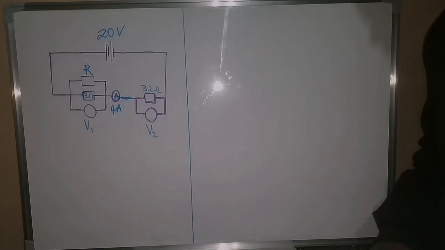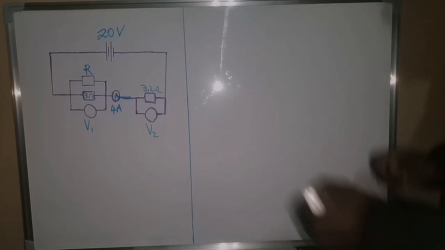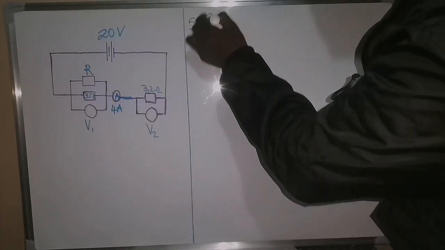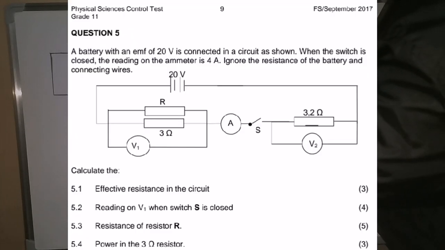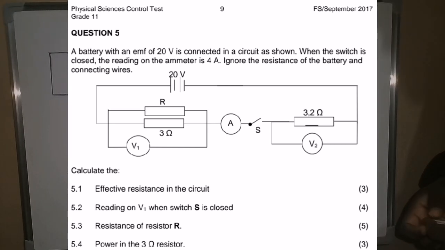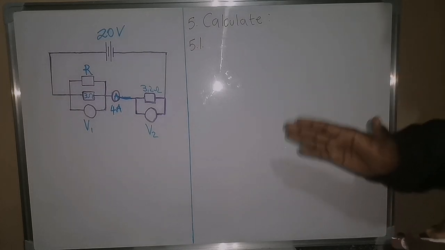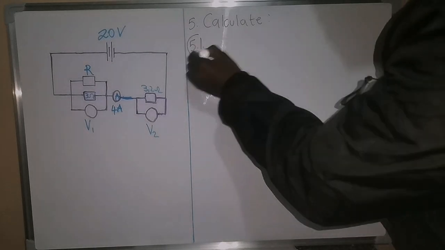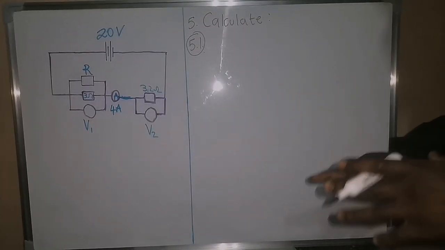So now, this is so simple. 5.1. Question number five says we must calculate. The question says, calculate the effective resistance in the circuit. Now, how do you calculate the effective resistance in the circuit? Remember, effective resistance means the total resistance of the circuit.